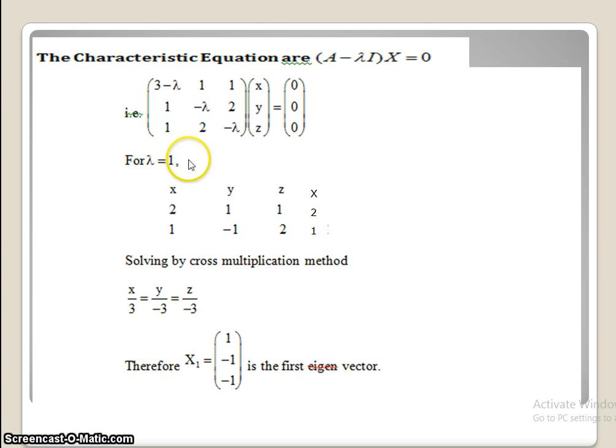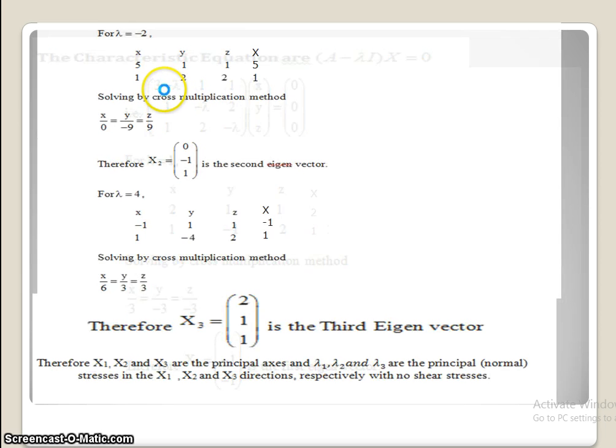Lambda equal to minus 2 gives 5. So I can write 5, 1, 1, then 1, 2, 2. Again we write the same element x here, 5 and 1. Using the cross multiplication rule, same thing here. First I choose the x value: 1 into 2 is 2, here minus 2, so that one is 0. Next the y value: omit these elements, the remaining is 1 into 1 is 1, 5 twos are 10, so we get minus 9. Next the z value: 5 into 2 is 10, 10 minus 1 is 9. Therefore x2 equals 0, minus 1, 1, divided by 9.